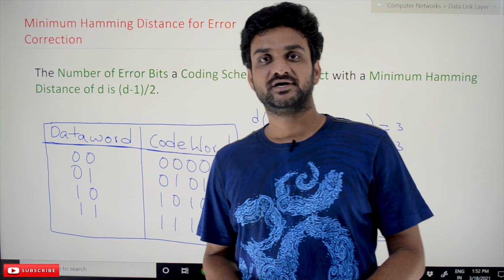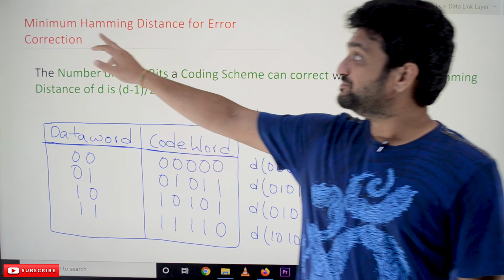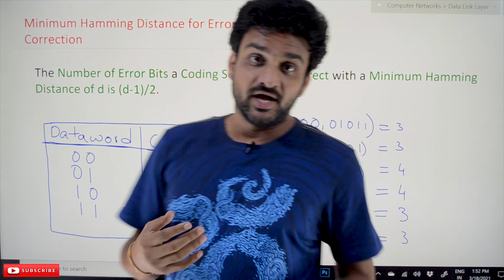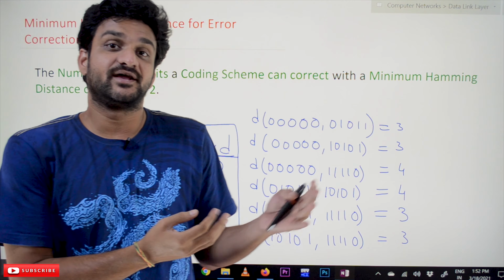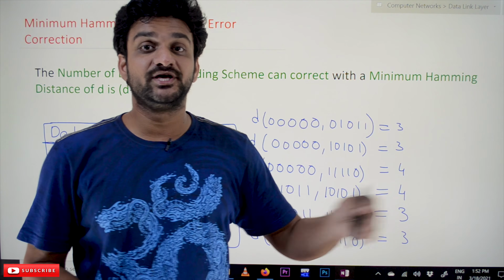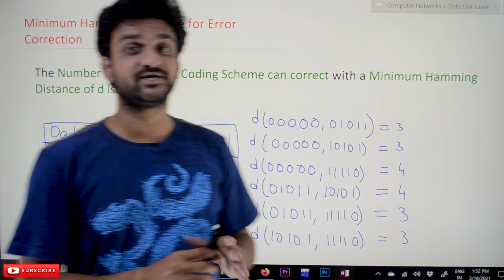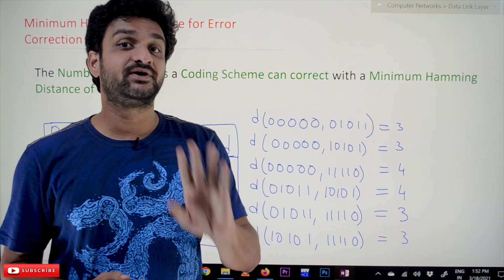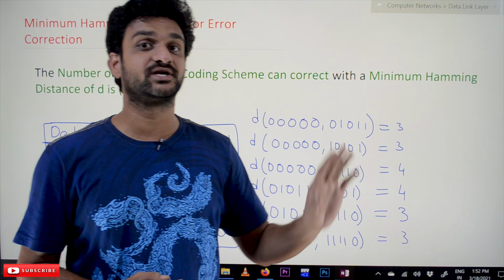I am Vikram. In this class, we'll try to understand minimum Hamming distance for error correction. The concepts of minimum Hamming distance for error detection, block coding, and all the basic concepts related to this have already been discussed in our previous videos. If you haven't watched those videos, please watch them and come back here.